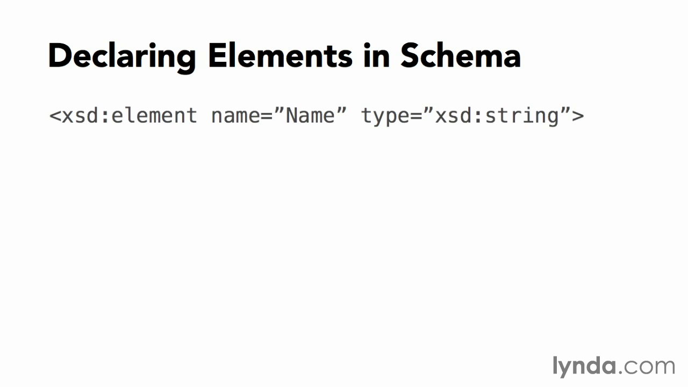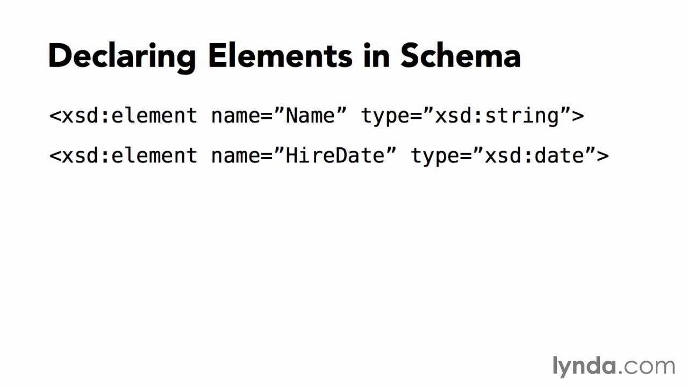Okay, let's take a look at a couple of examples of declaring elements. Here we have two examples. The first one declares an element that has the name of name, and its type is a string. And the second one has an element name of hire date, and that one has a type of date. When you declare these in your schema file, the corresponding XML file would contain elements named name and hire date, and they would be restricted to having, in the first case, string content, and in the second case, they would have to match the format for a date.